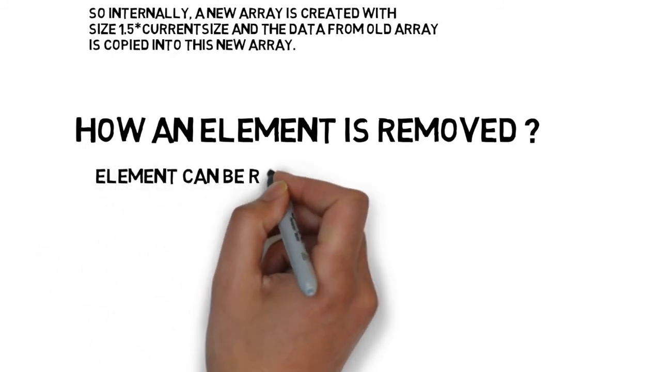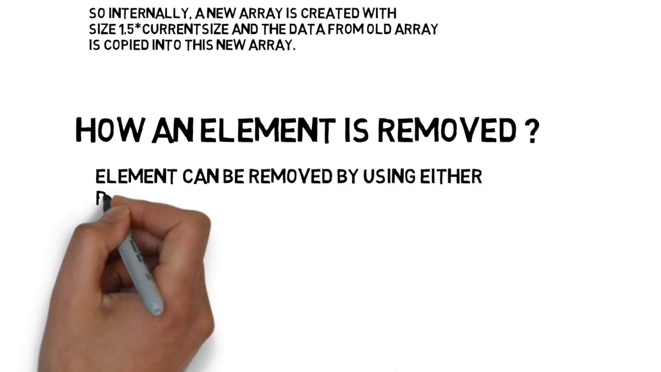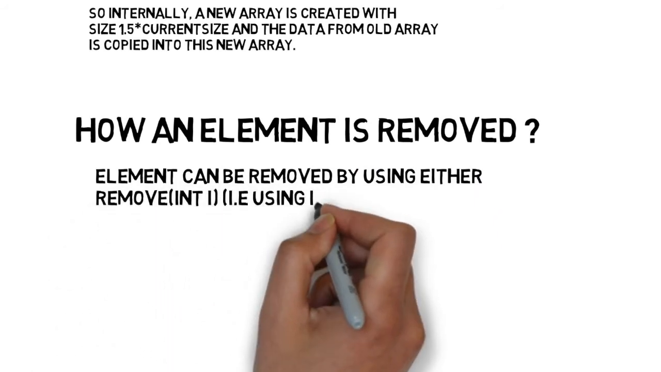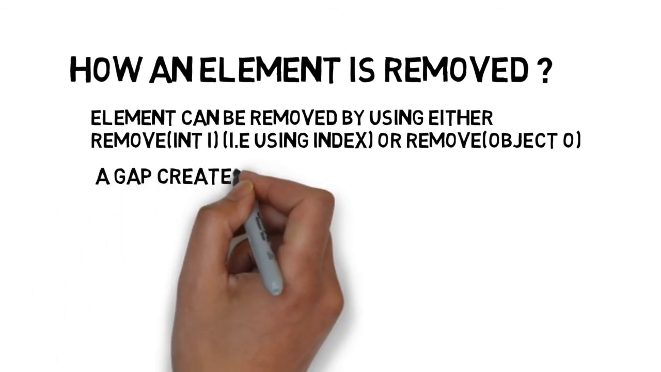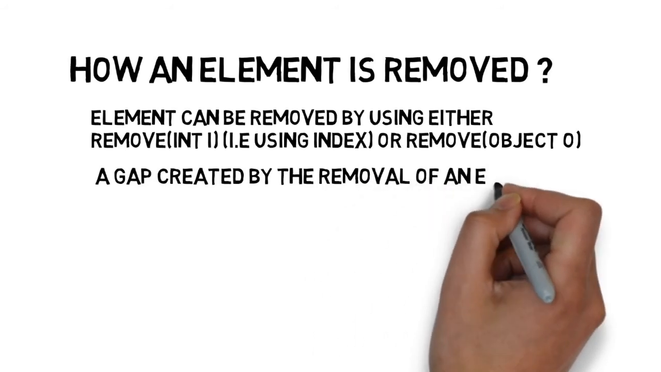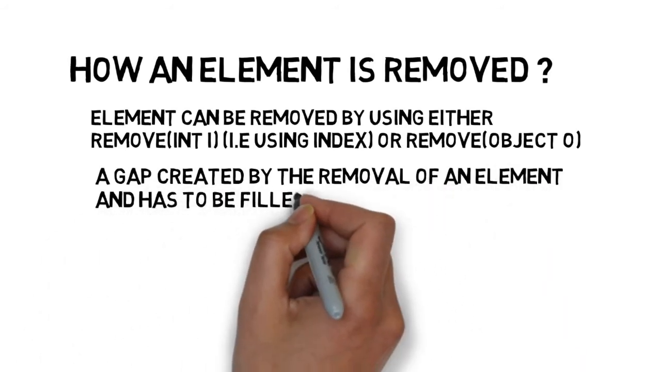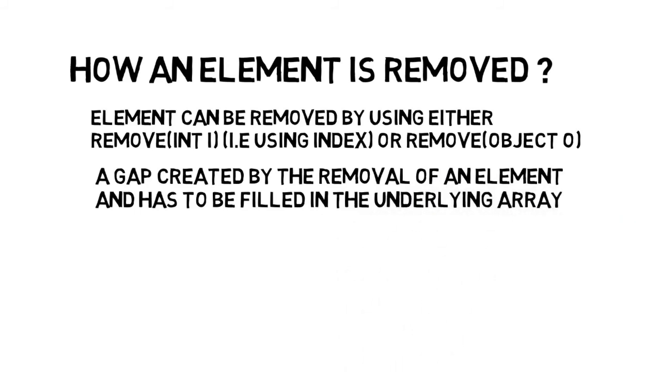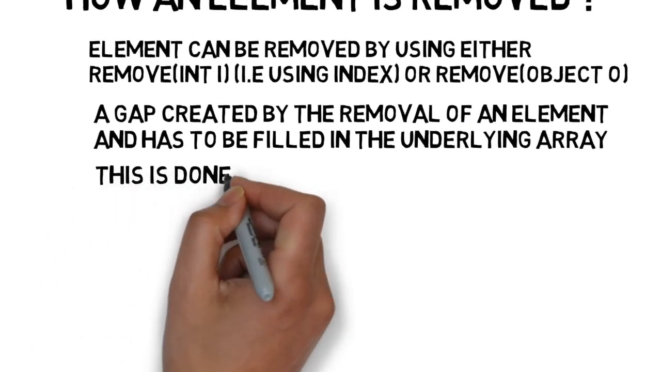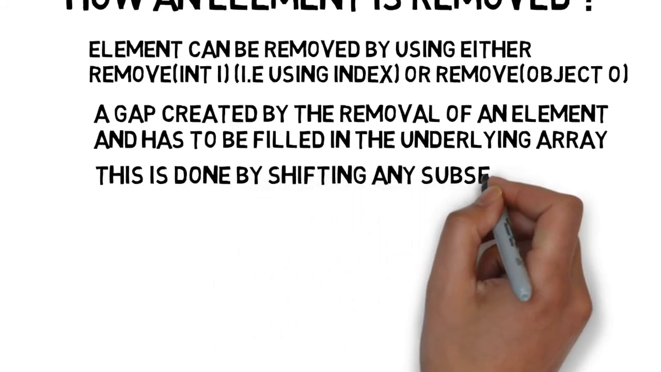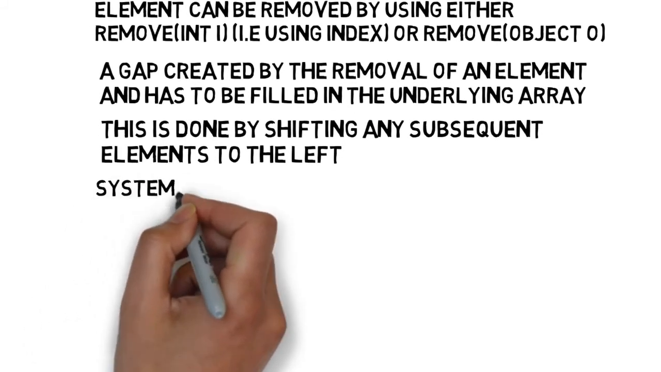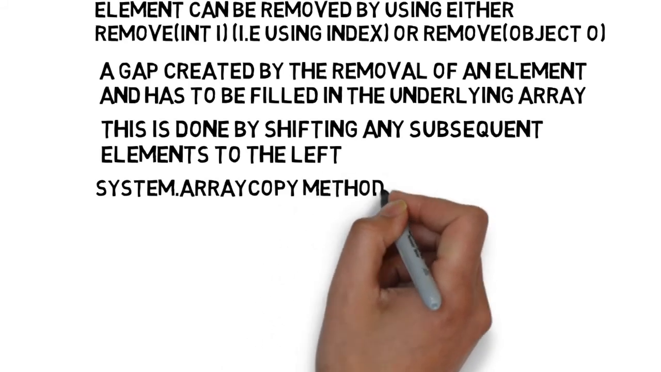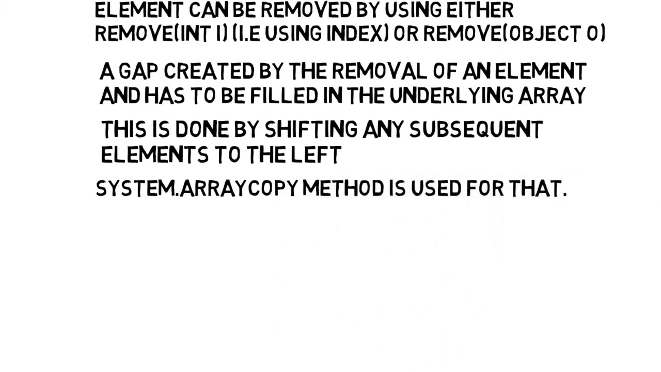Let us see how an element is removed. An element can be removed from an ArrayList using either remove(int index), that is using the index, or remove(Object o). The gap created by the removal of an element has to be filled in the underlying array. That is done by shifting any subsequent elements to the left. The System.arraycopy method is used for that.